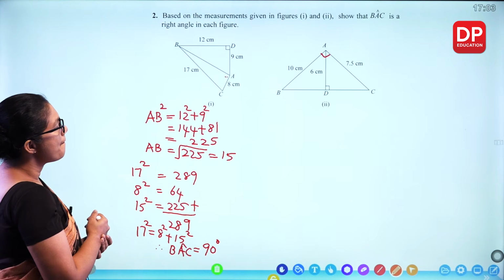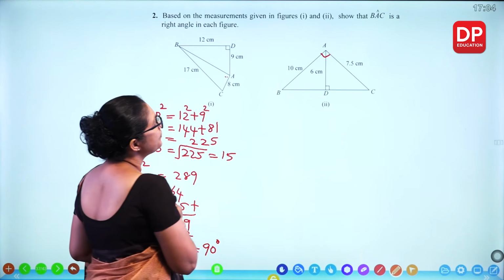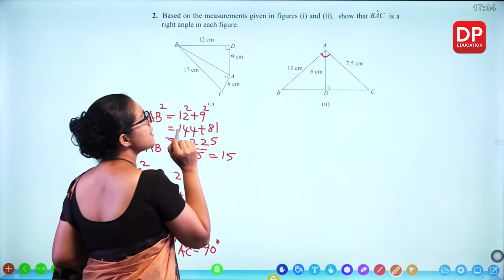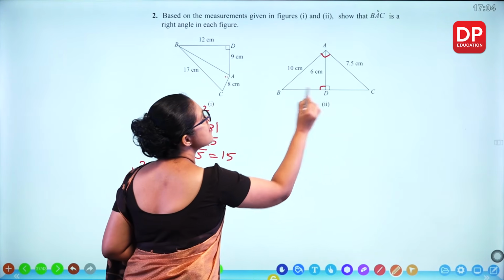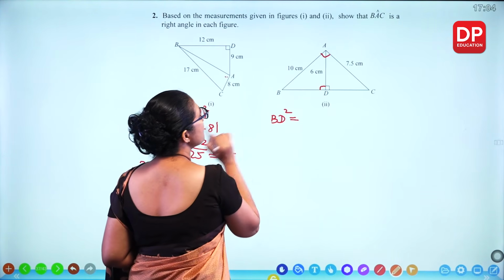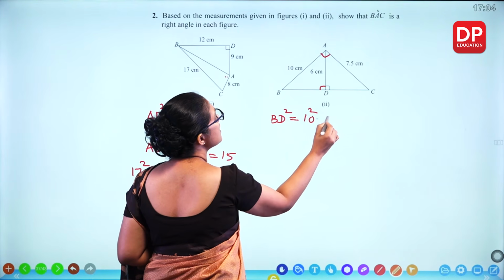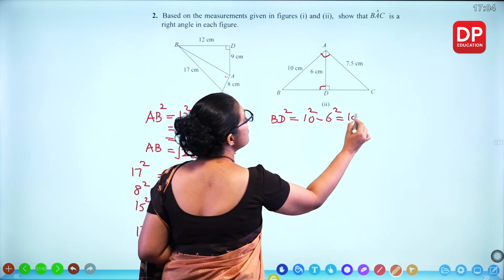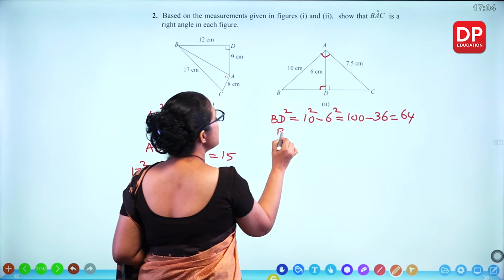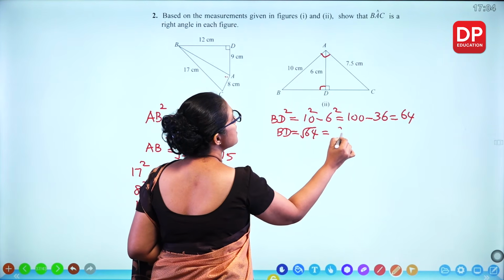This one, we don't know this length and this length. So we have to use Pythagoras twice because this is 90. So what is BD squared? BD squared is 10 squared minus 6 squared. 100 minus 36, you get 64. BD equals square root of 64, that's 8.